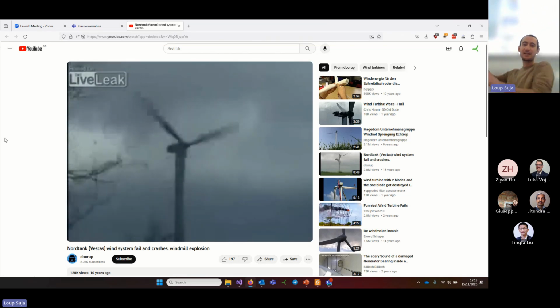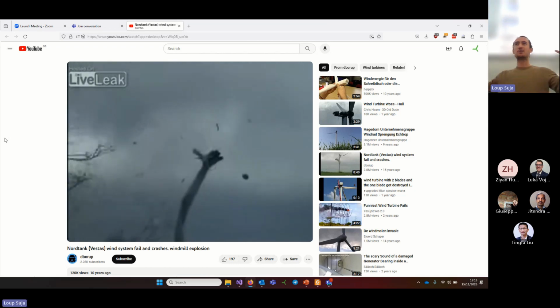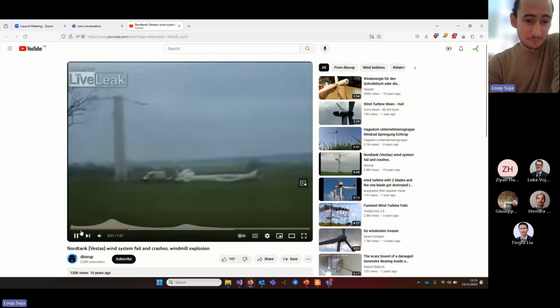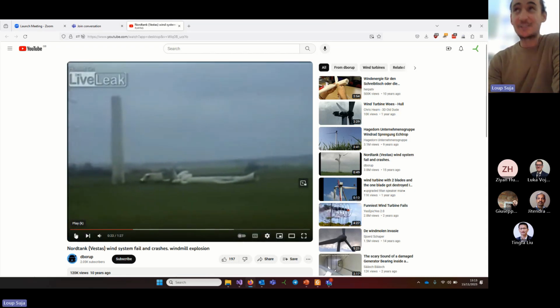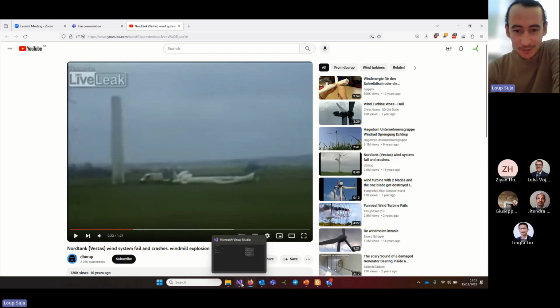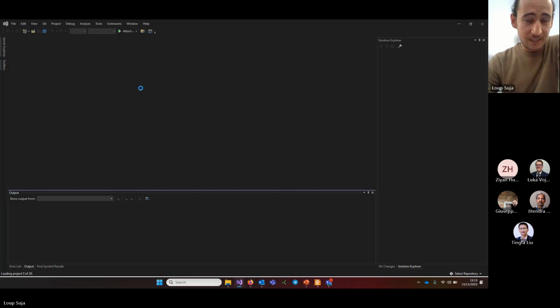What happens here is that one of the blades hits the tower, and then there's an imbalance in the masses of the rotor, and everything goes downhill from there. So this video is very interesting because if you analyze what happened there, it tells you a lot about wind turbines. So that's why I wanted to talk about this one.